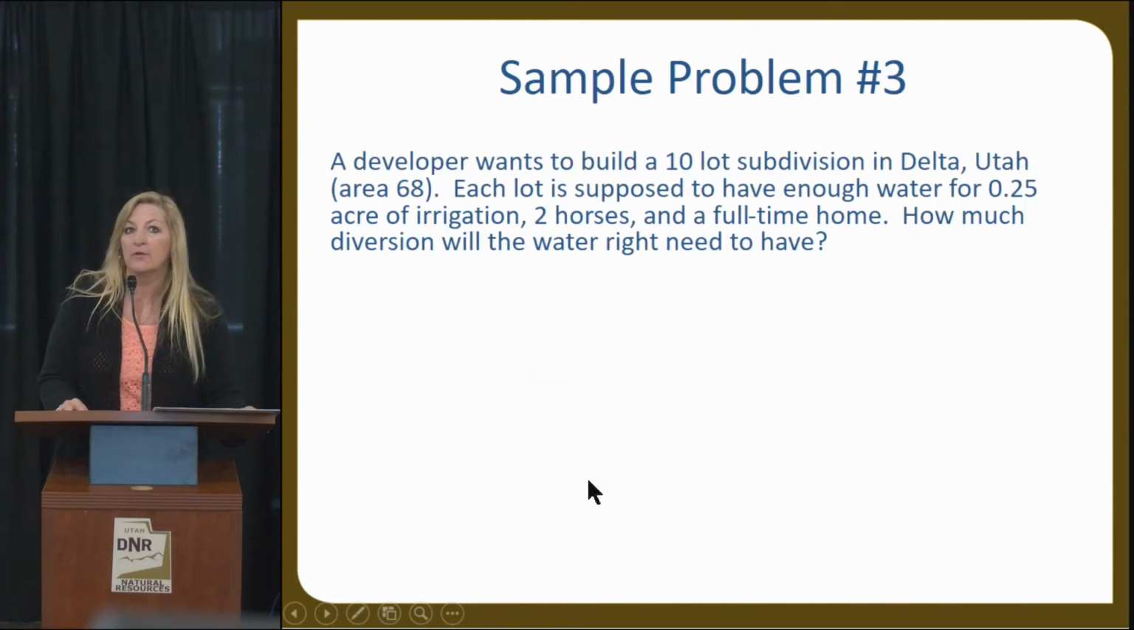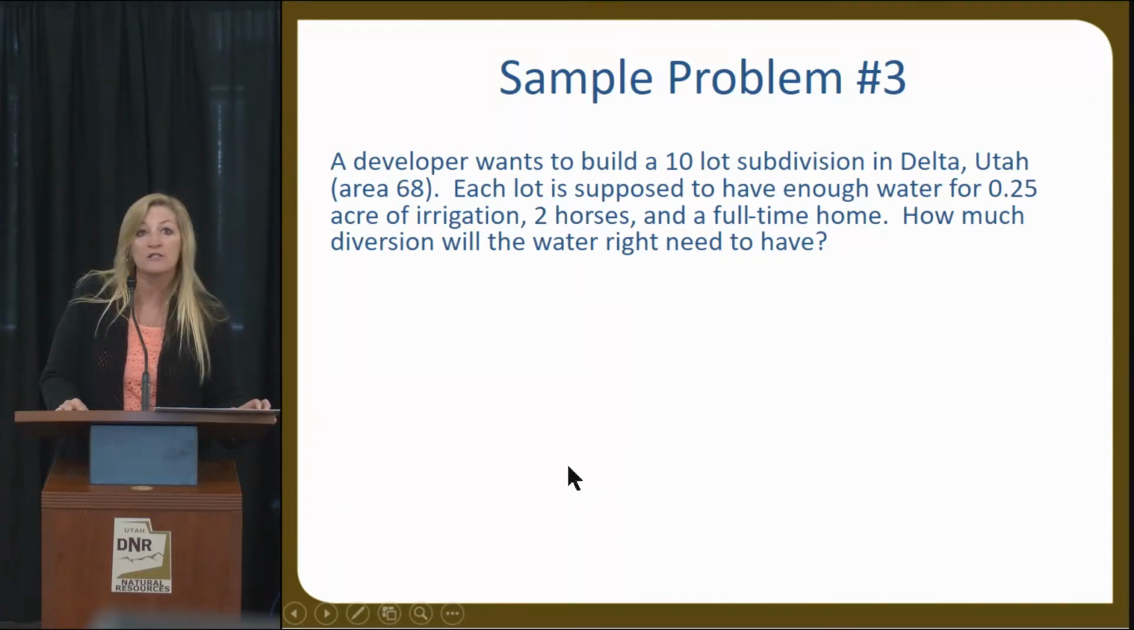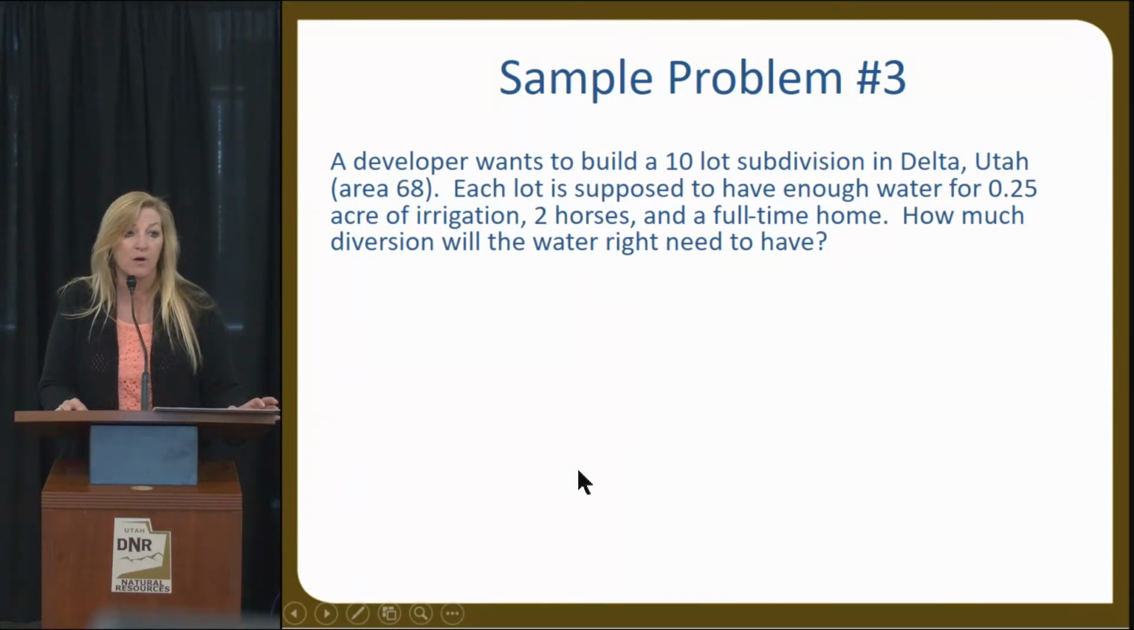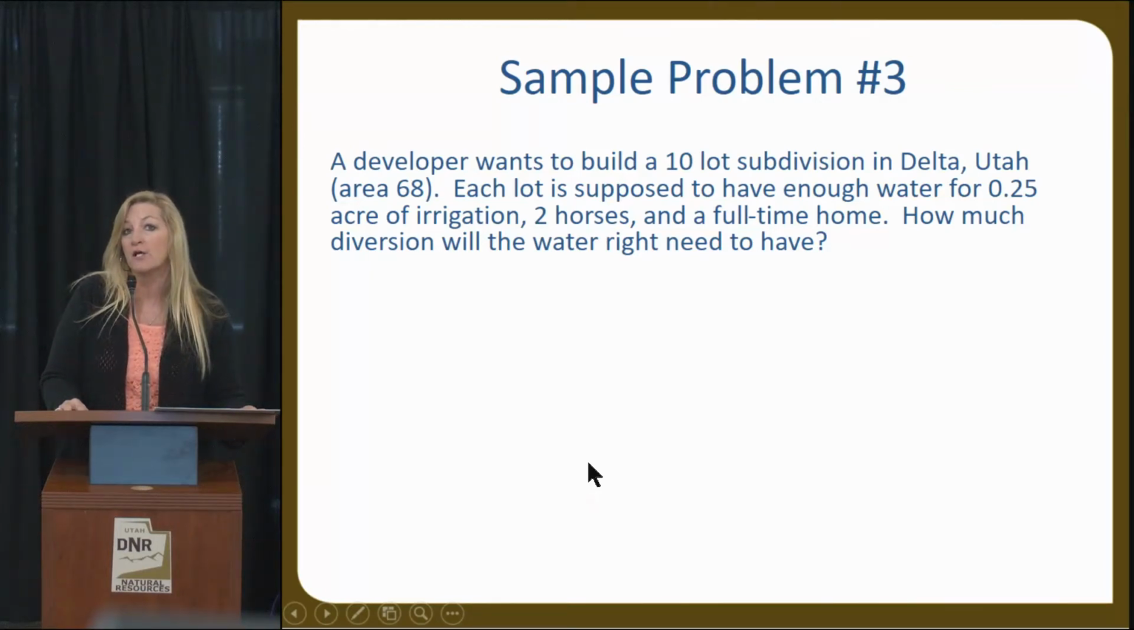Okay, number 3, a developer wants to build a 10-lot subdivision in Delta. Each lot is supposed to have enough water for a 1/4 acre of irrigation. And again, let me just state, irrigation is lawn, flower bed, garden, field, any outside watering is considered irrigation, okay? So 1/4 acre irrigation, 2 horses, and a full-time home. How much diversion will the water right need to have?